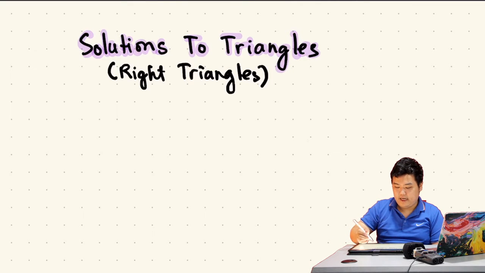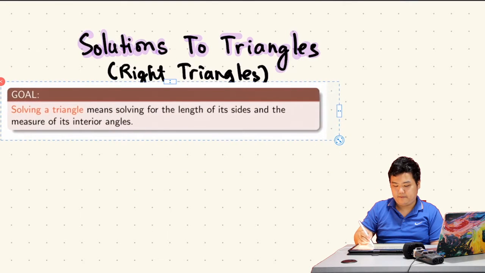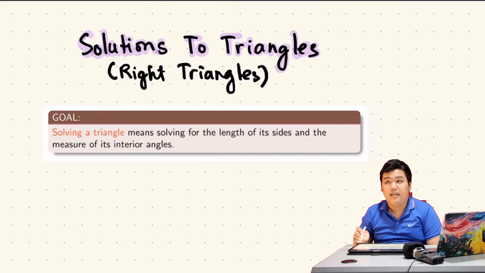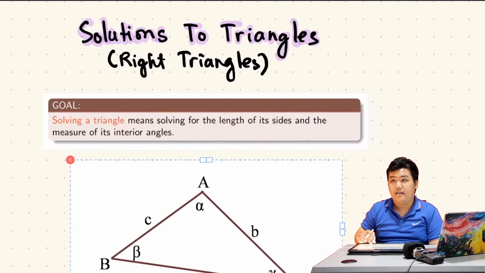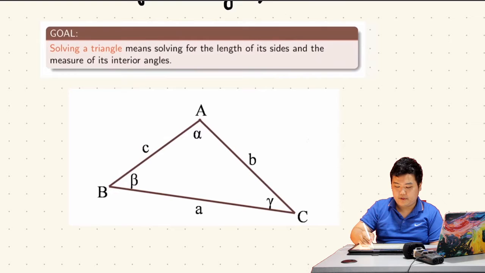So, ang ibig sabihin niya ay, it means solving a triangle, solving for the length of its sides and the measure of its interior angles. And we are going to adopt this notation. So, let's say we have this triangle. So, ibig sabihin ng solving for the triangle, solving for the lengths of the sides and the interior angles.